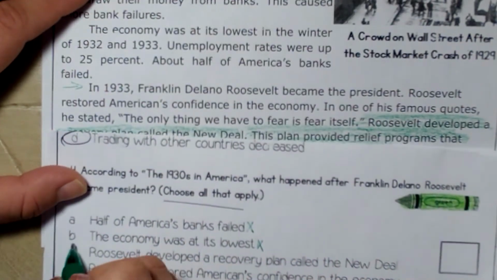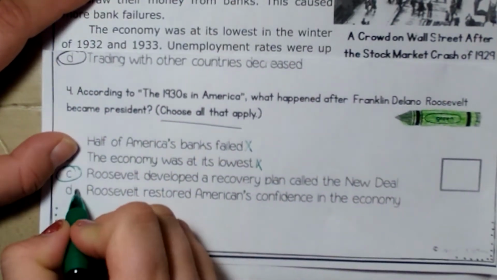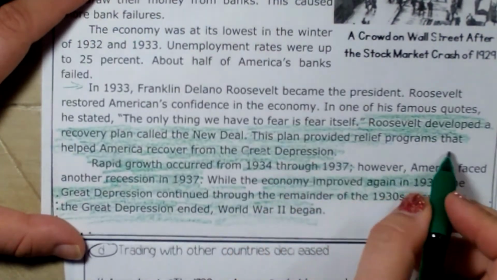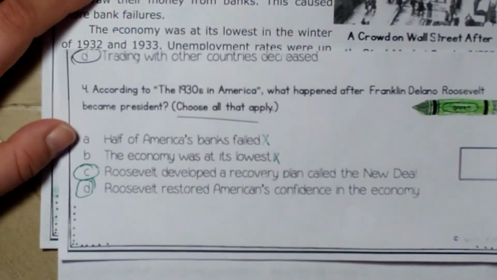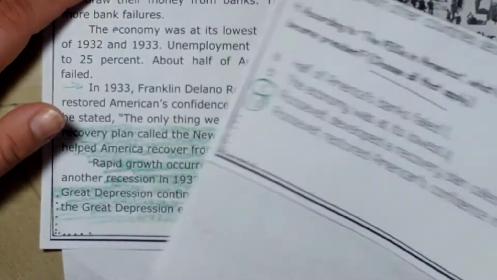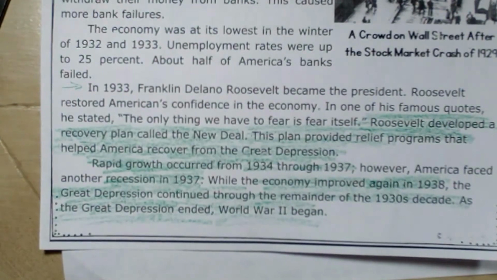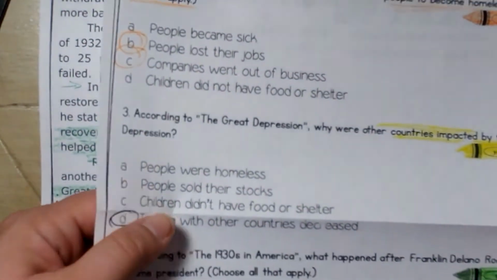Roosevelt developed a plan, yes, and he restored their confidence. I have that highlighted because the economy was at its lowest right when he became president. So that wasn't after. Okay. So those are our questions that are colored here.